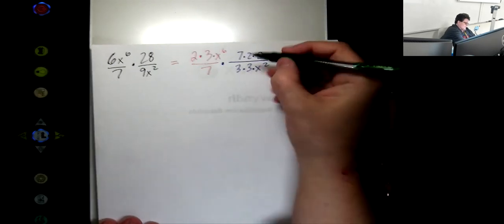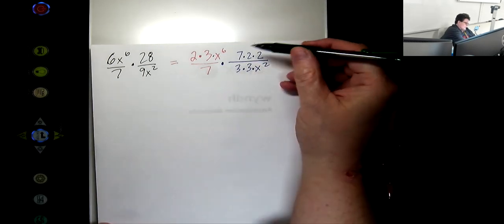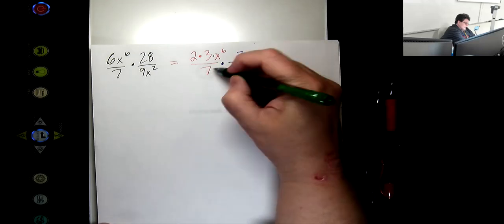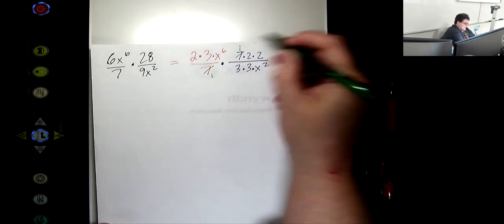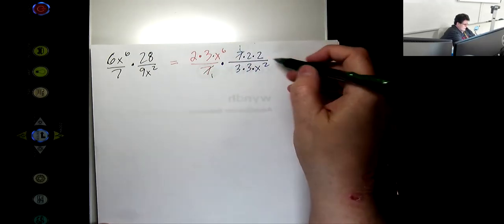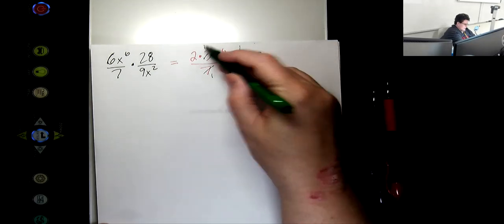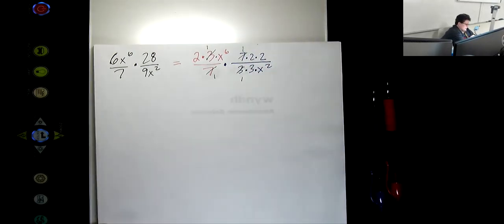I cross stuff out that's on top and bottom, and you've got to go in a pair, one from each. The 7s go away, reducing to 1. I have a 3 that goes away on top and bottom, reducing to 1. There's not another 3 on top, so I can't get rid of the other 3 on bottom. And even though both fractions have 2s, they're all on top.